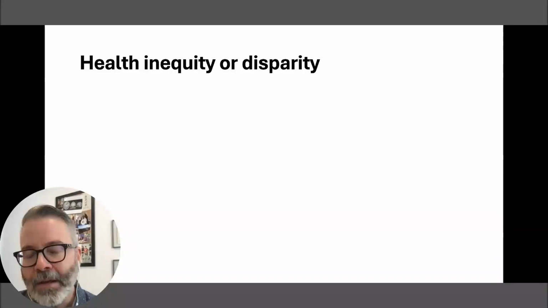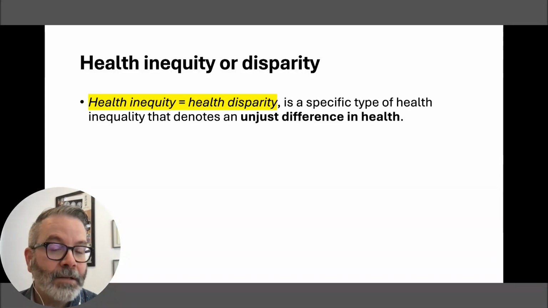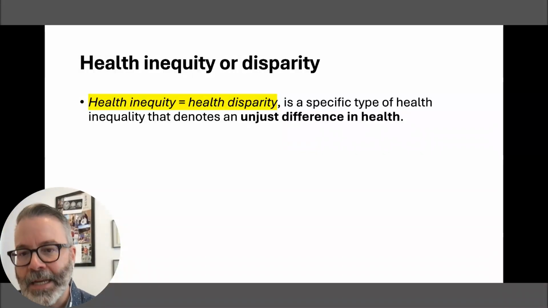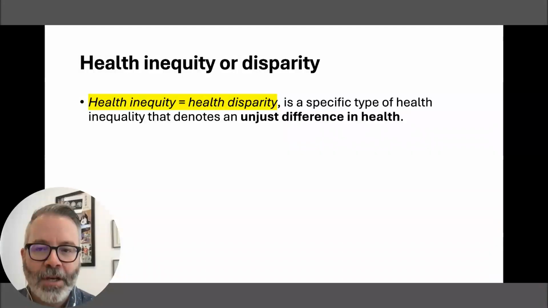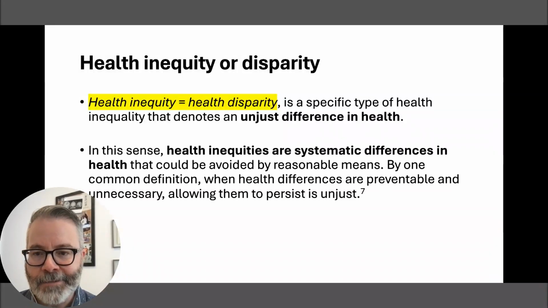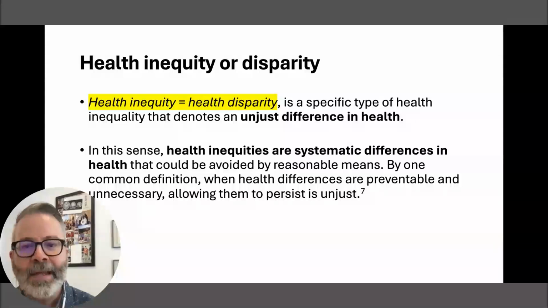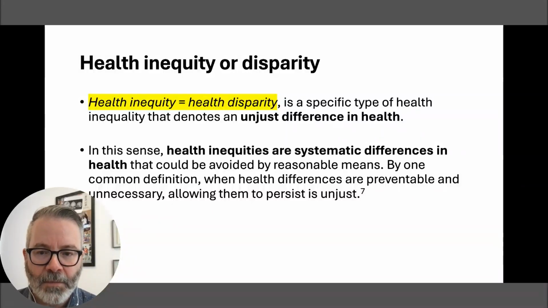What a health inequity or disparity is, well, we're going to consider those the same, is a specific type of health inequality that denotes an unjust difference in health status. So, in this context, health inequities are systematic differences in health that can be avoided by reasonable means.